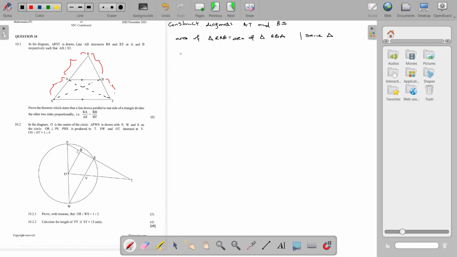Then we can also conclude that area of triangle AST is equal to area of triangle RBS. Sorry, BTS. Area of triangle BTS.